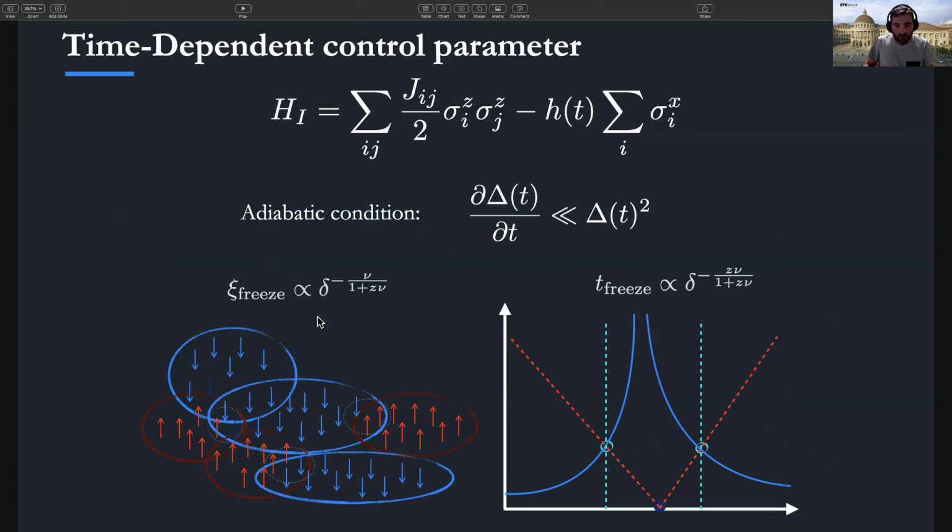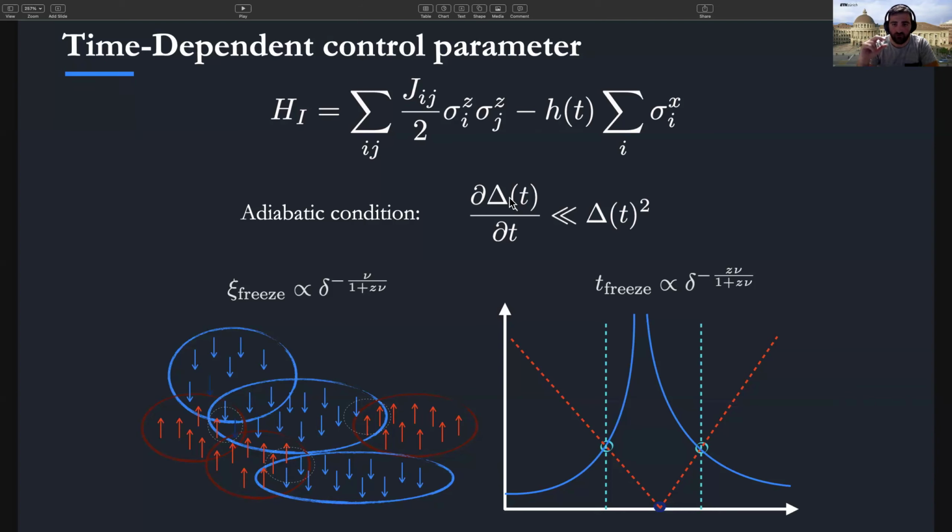Okay, so what happens when you do this procedure in the Ising model? What happens is that there is an adiabatic condition, and the adiabatic condition is reported in here, where delta is the instantaneous gap of the system. So imagine that you have this system and the system is at equilibrium. At equilibrium, you can find the gap between the ground state and the first excited state.